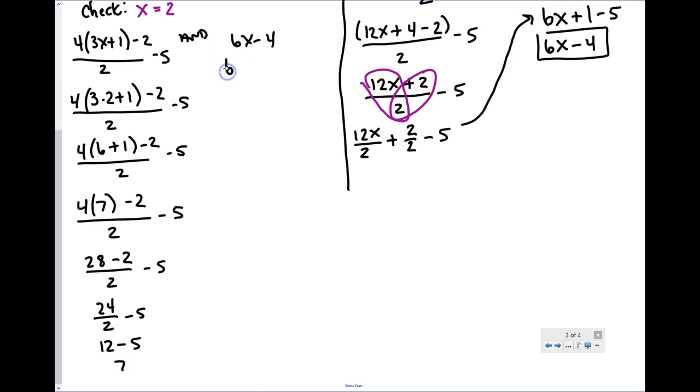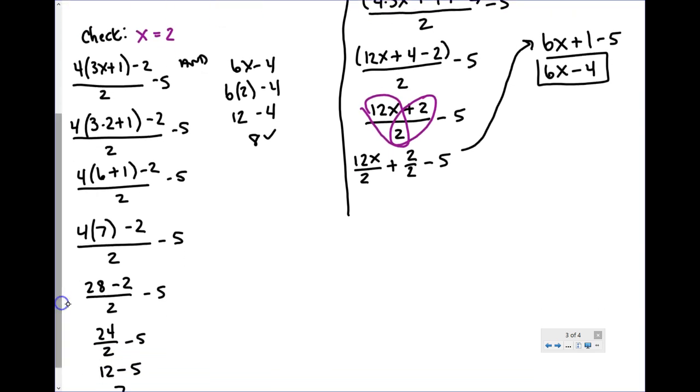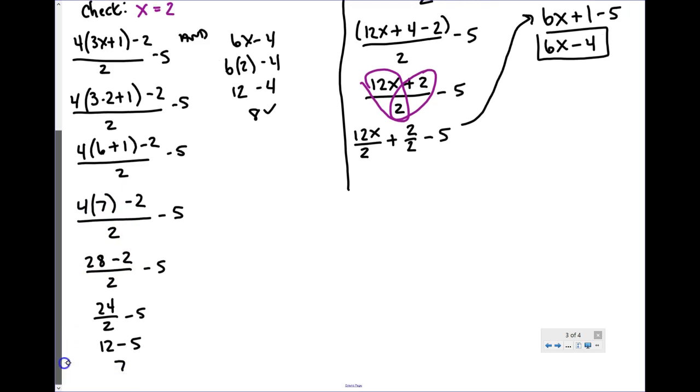So now I'm back onto this one, and I'm plugging in a 2. 6 times 2 is 12. Minus 4 is 8. So I have made a mistake somewhere. So let's check my work and find what I've done wrong. I plugged in my 2. 3 times 2 is 6. 6 plus 1 is 7. 4 times 7 is 28 minus 2. Oh, there's my mistake. Look at that.